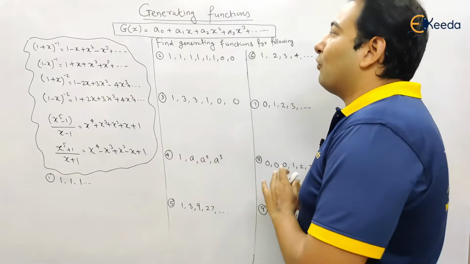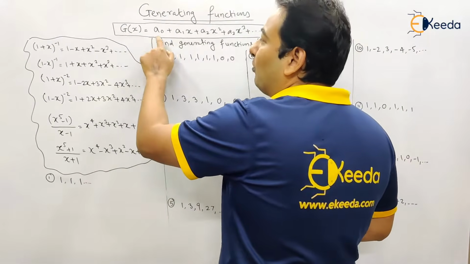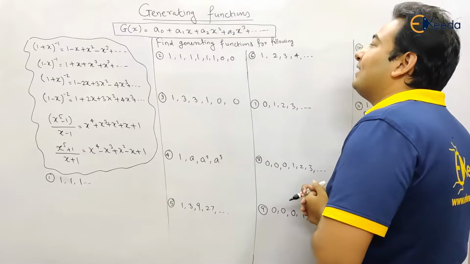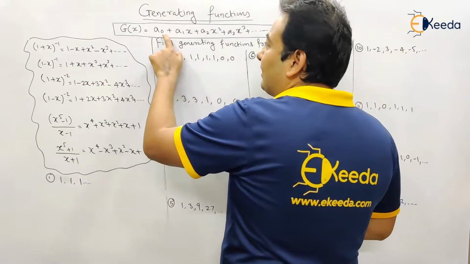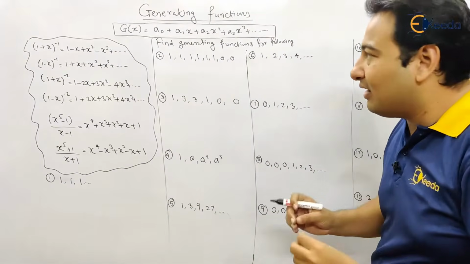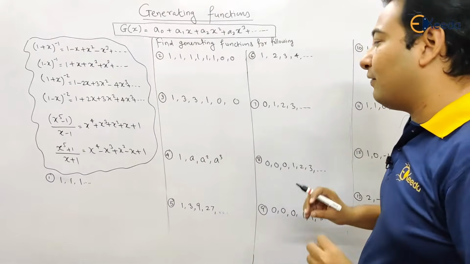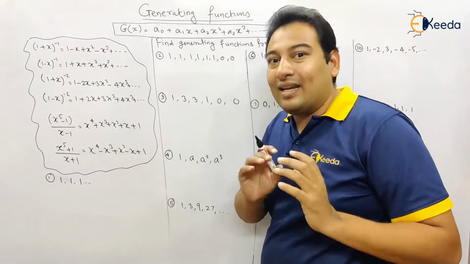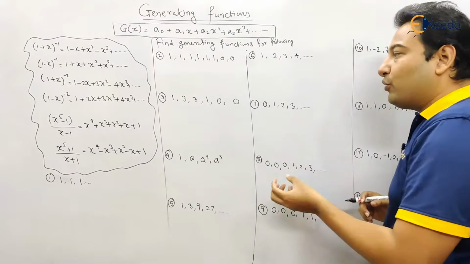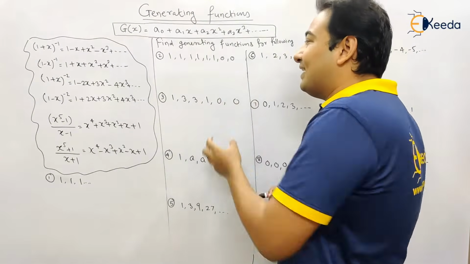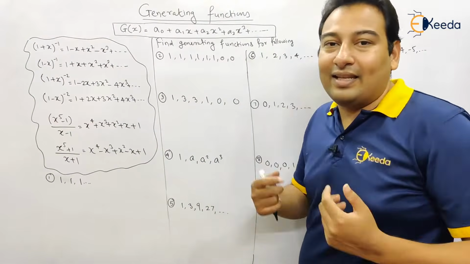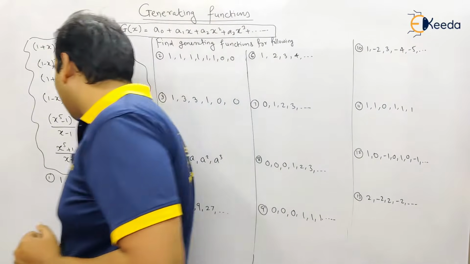We have a formula for writing down a generating function, and the formula is a0 plus a1x plus a2x square plus a3x cube and so on. Here it is x raised to 0, then x raised to 1, then x square and x cube and so on. So this is the general formula for writing down the generating function. In generating function, we are given different series, and we write down a function for each series. So what is the function through which this series is generated? That is our aim. Let us start with the first problem.